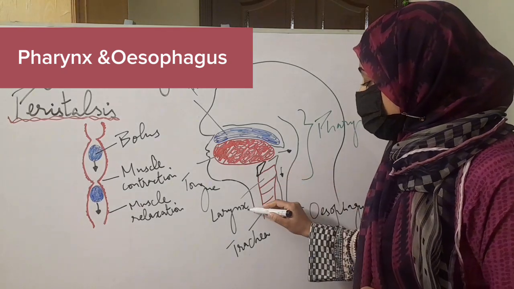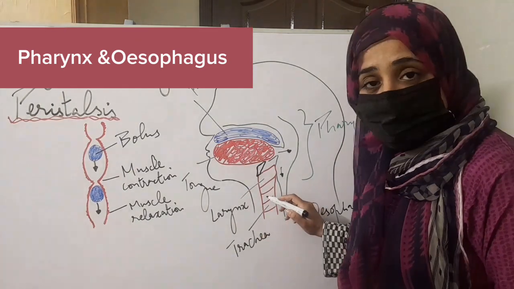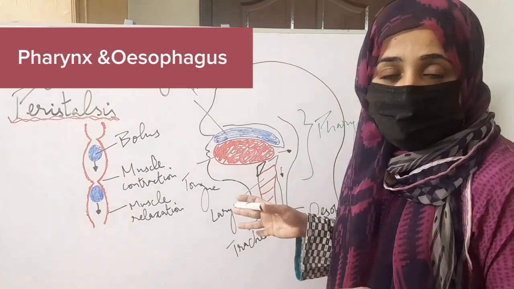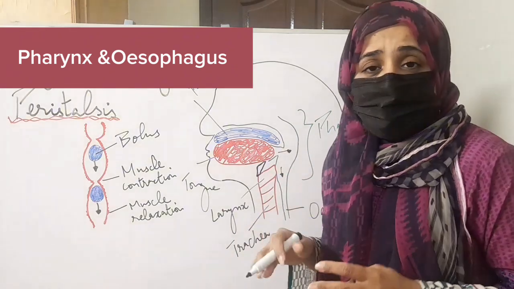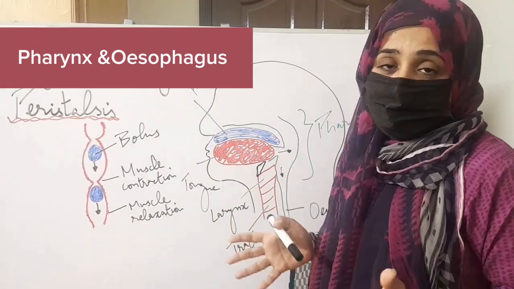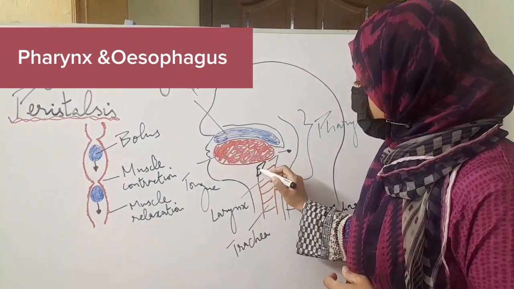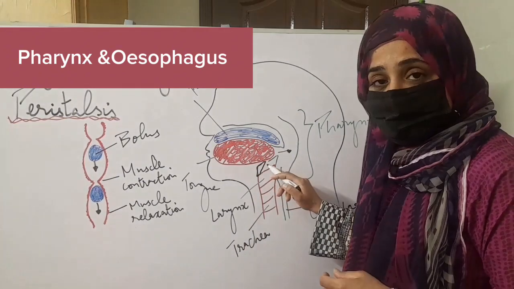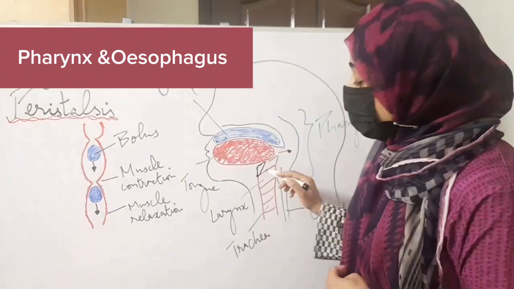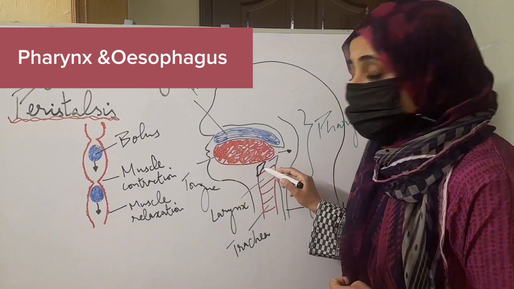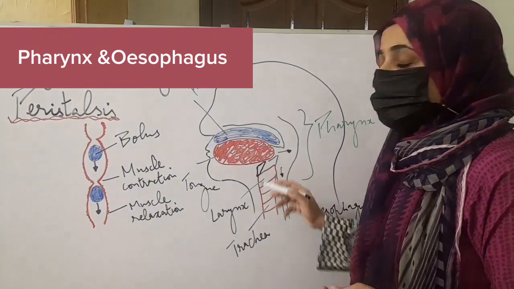At the same time, the larynx, that is the top part of the trachea or windpipe. This is the trachea or windpipe, and its upper part is called the larynx. The larynx moves upward during swallowing. Due to this upward movement, the epiglottis, that is a flap of cartilage, comes into play. A flap-like structure is present at the opening of the trachea. This opening is called the glottis, and it is guarded by a flap of cartilage called the epiglottis.